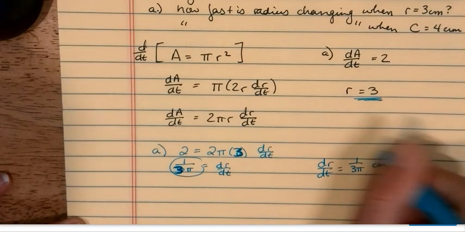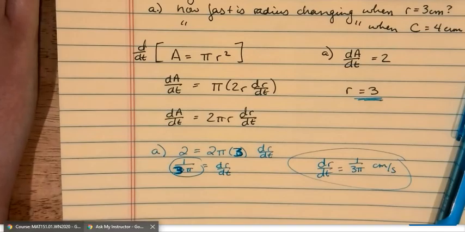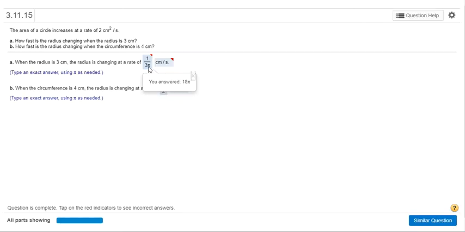Okay, so that should be the first part, and we can check that. I think this one was already answered, so if we go back over and check, yep, 1 over 3 pi is the correct answer, units centimeters per second.